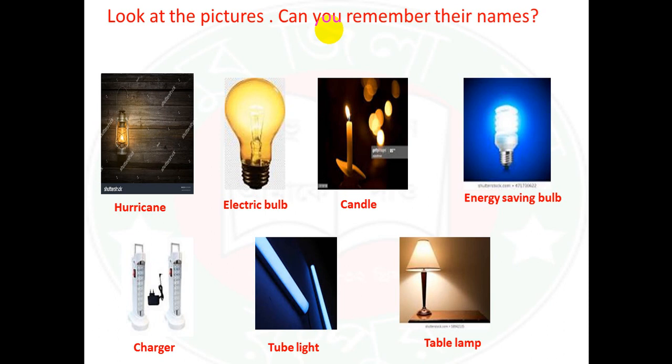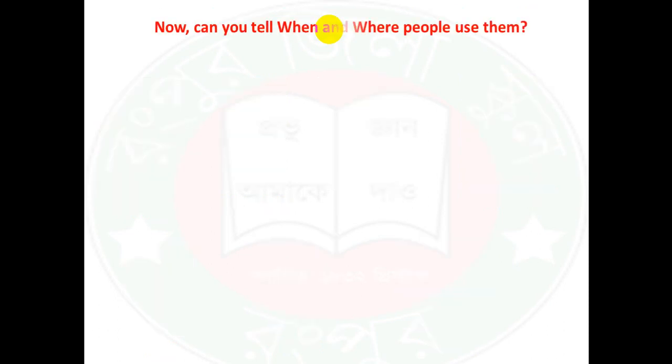So these are the things. You have been able to get their names. Now I'm asking you to think, can you tell when and where people use them? And of course you have got the idea, because as you use them, some of them directly or indirectly. So let's try to find the possible solution that may match with yours. One is people use hurricane during load shedding in villages. This is not familiar to you at this age of science, but the people who are older than you are familiar with this one.